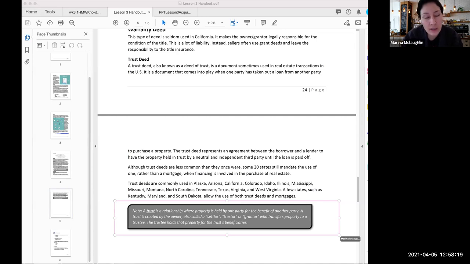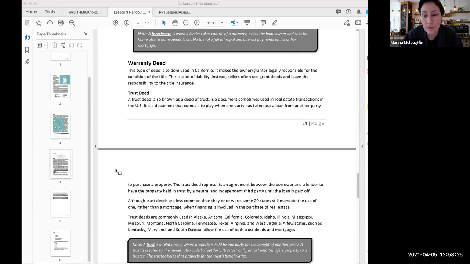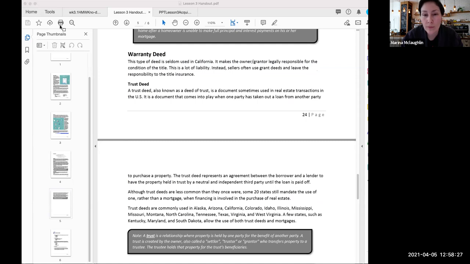Are there any questions on the warranty or trust deeds? Okay. All right, then I'm going to go ahead and share the screen here for Canvas, so that you can see where I'm getting the information from.